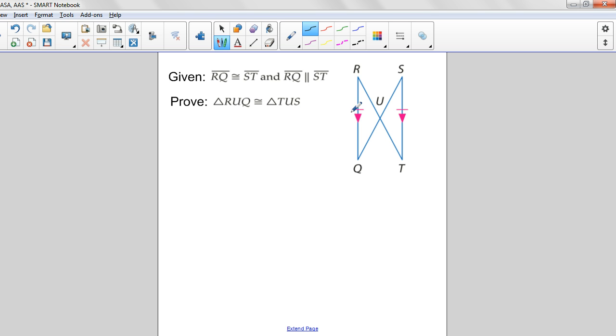Let me remind you that this little tick mark means that this side is congruent to this side. That's what RQ is congruent to ST means. So you could write that down if you want to: RQ is congruent to ST. How do we know that's true? Well, given.